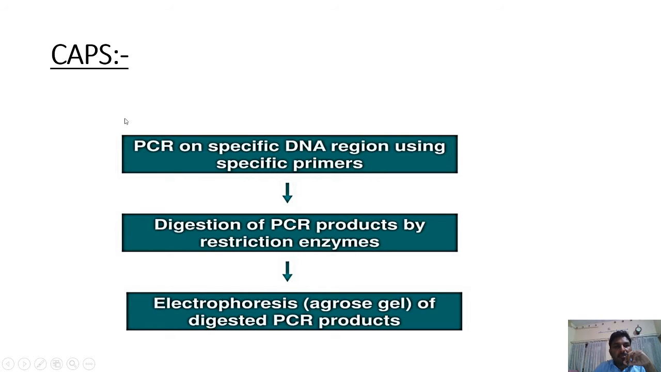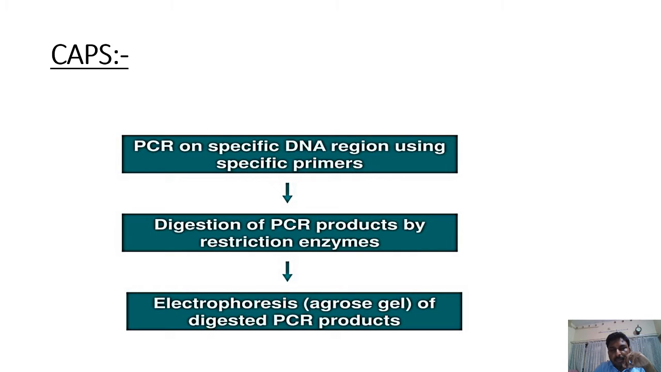The methodology behind CAPS is that first of all you need to isolate DNA from different organisms and amplify the DNA with specific primers. That means here you are not using arbitrary primers. So with the specific primers, you have to amplify all of these samples. Then you will get amplified products from sample 1, 2, 3, 4, etc. And then that amplified product needs to be digested with the restriction enzyme.